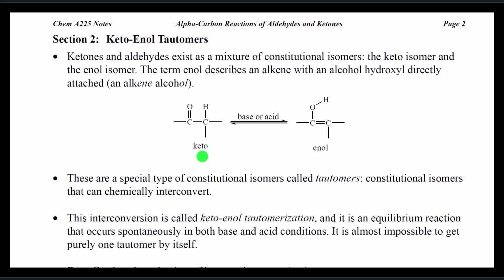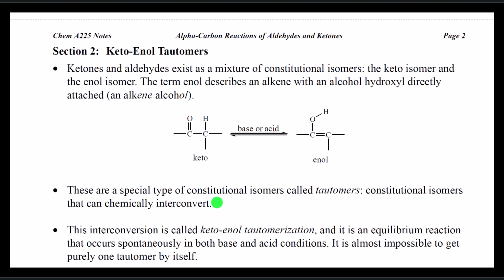Here's a representation of a keto isomer and its related isomeric enol. We can see that in this equilibrium, the double bond changes its position from between the carbon and oxygen to between the carbon and carbon. And the hydrogen on the alpha carbon changes its position to become attached to the oxygen. This equilibrium can occur under acid or base conditions.